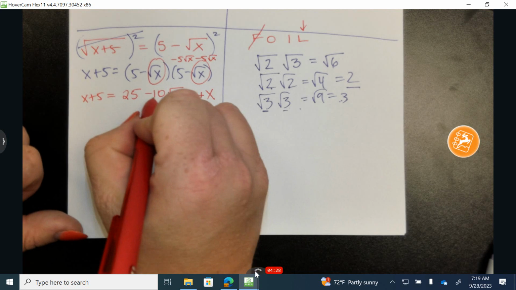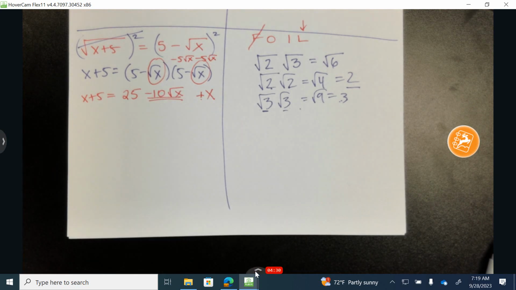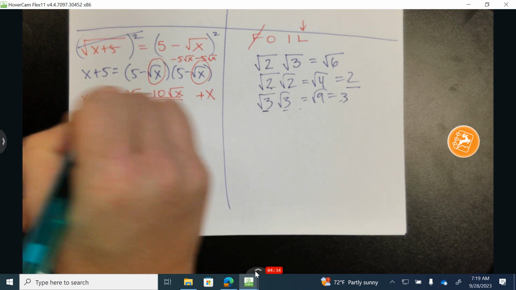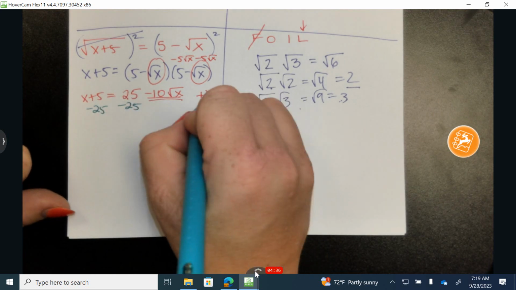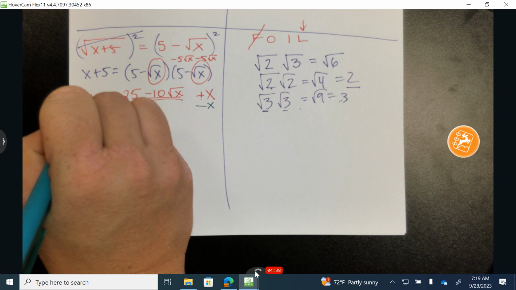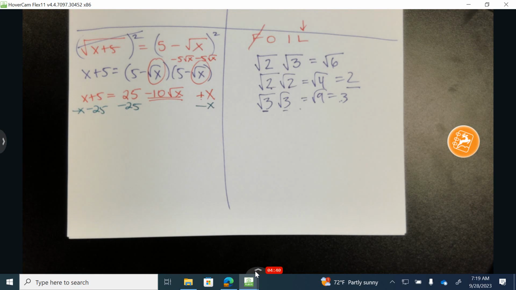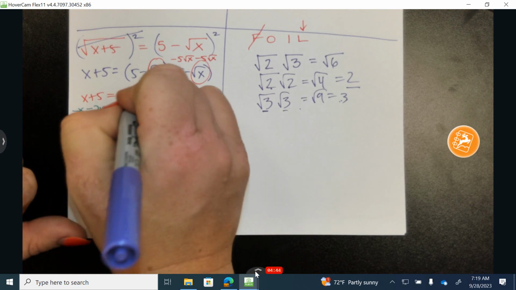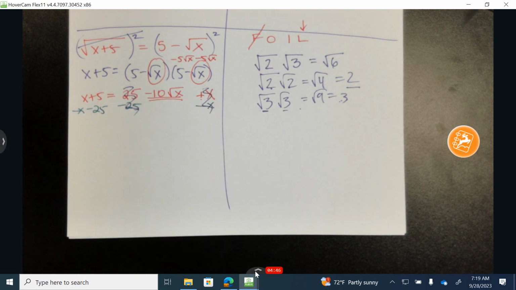You're making sure you have all notes here. I want to get this by itself, so I'm going to do inverse operation. Opposite of adding 25 is subtracting 25. Opposite of adding x is subtracting x. So on the right-hand side, my x's are wiped away, and my 25s are wiped away.